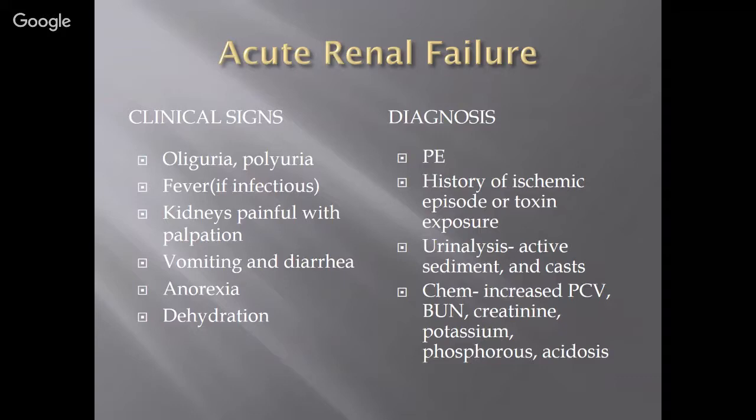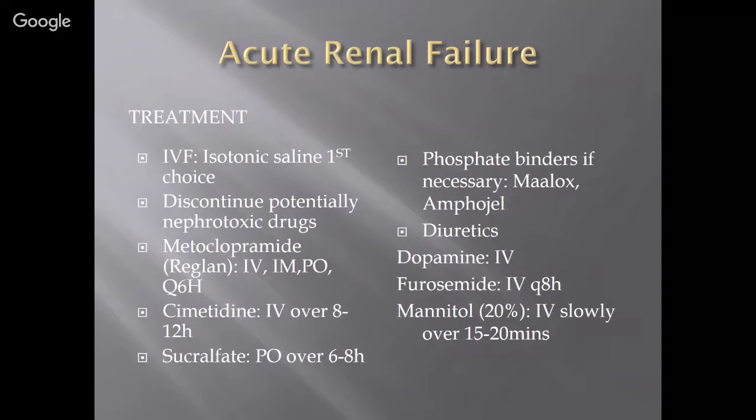A urinalysis will show us an active sediment, which means we have white blood cells and bacteria. We may see casts as well. Chemistry will show us an increased PCV, meaning that they have increased red blood cell count, which tells us we have some dehydration. Increased BUN, which is a toxin that's usually filtered out with the kidney. Increased creatinine, potassium, phosphorus, and acidosis. So we're not getting the things out that we're supposed to.